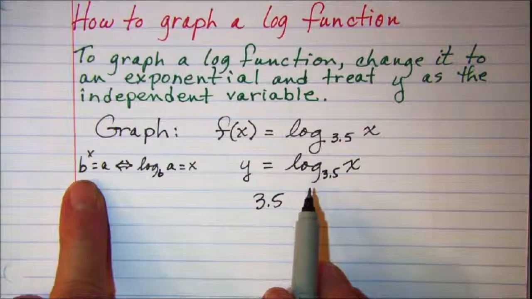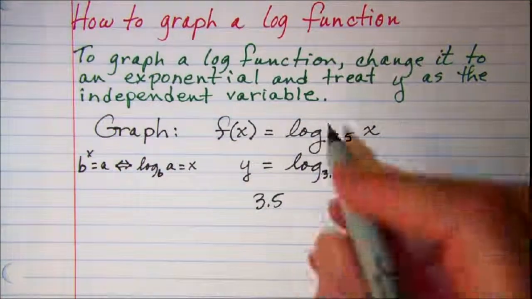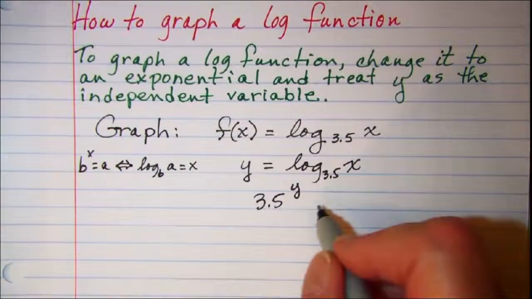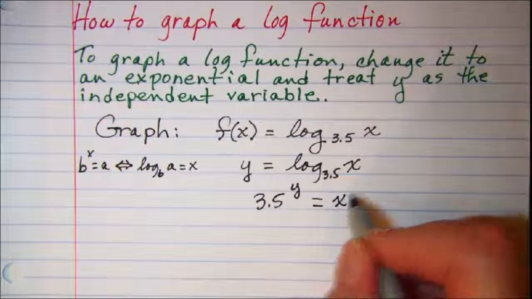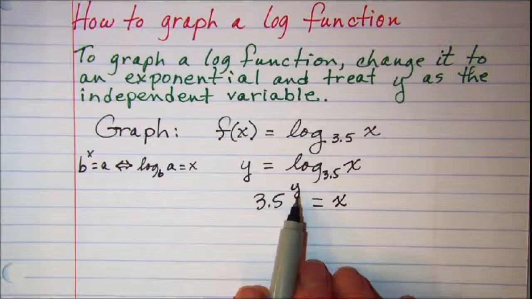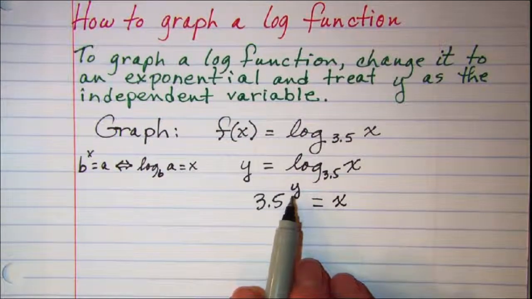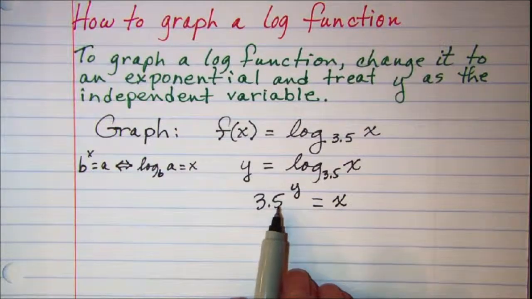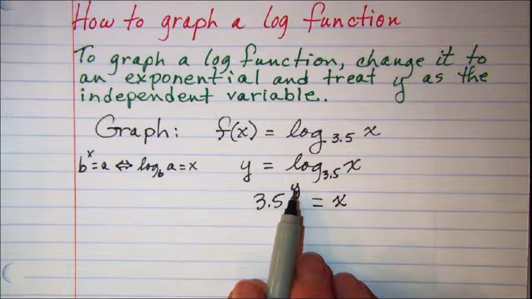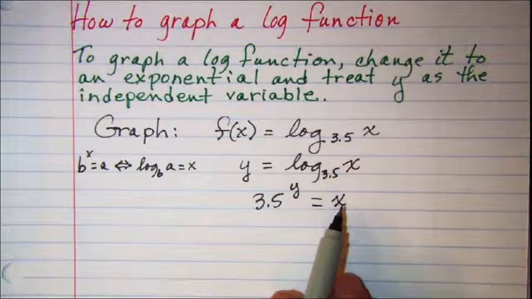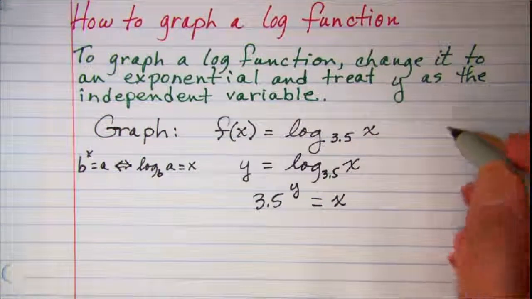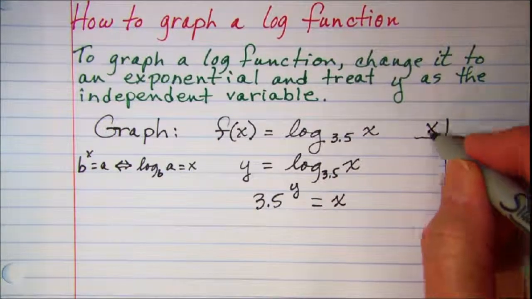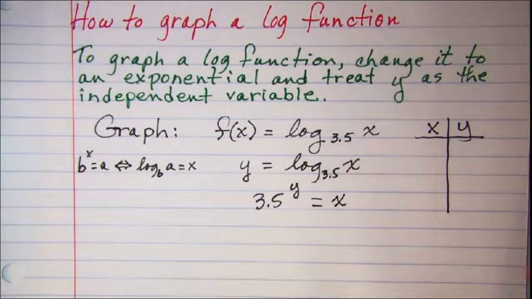I know that a logarithm is an exponent, so my 3.5 is raised to the y power, and that's equal to x. So you can see why we need to treat y as my independent variable, because then I can calculate 3.5 raised to some power and get a dependent value. So let's go ahead and set up our xy chart over here to the right.